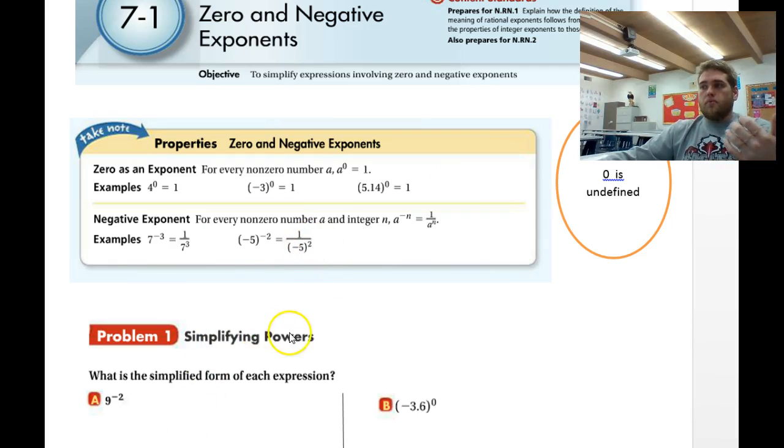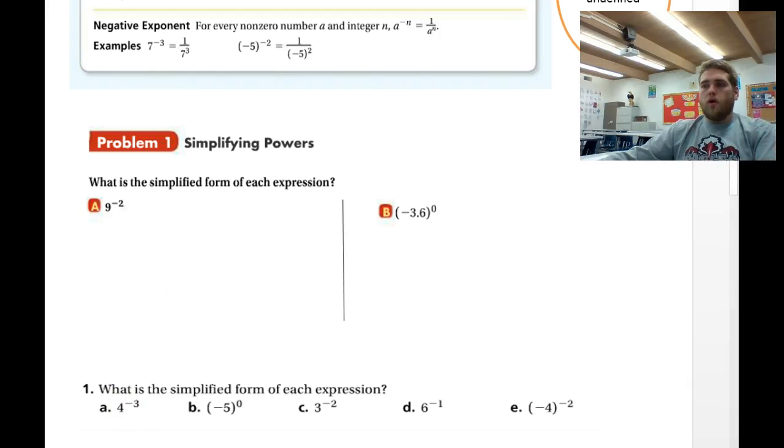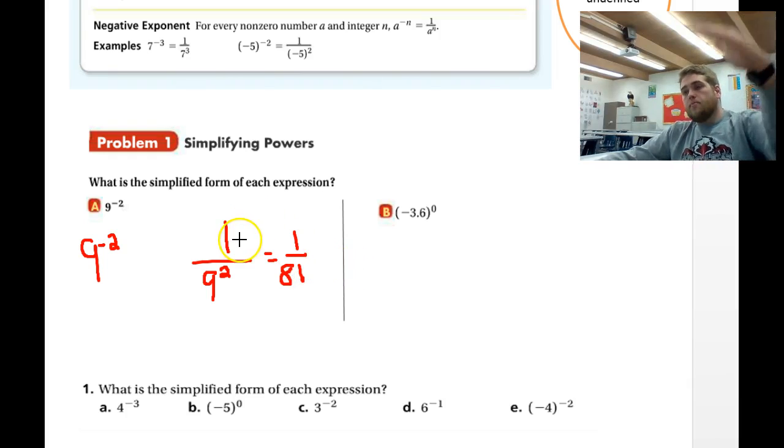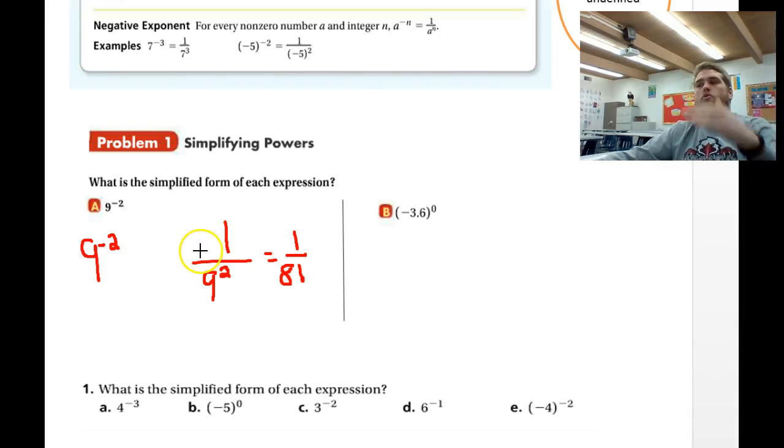Okay? So let's just jump right into that. On problem 1, we have 9 to the negative second power. So I have a negative on top, right? If it's negative on top, we want to move that to the bottom. So we put a 1 on top, and when I move it to the bottom, it becomes 9 squared, okay? Notice that my exponent goes from negative to positive when I move it down. So 1 over 9 squared is 1 over 81. And that's all we have to do. If it's negative on top, move it to the bottom. And if it's negative on bottom, move it to the top.